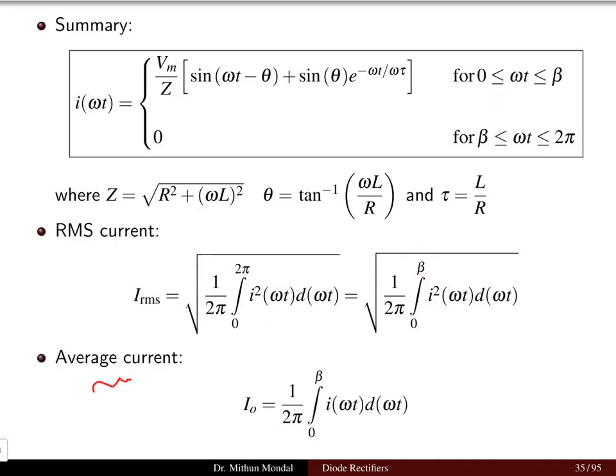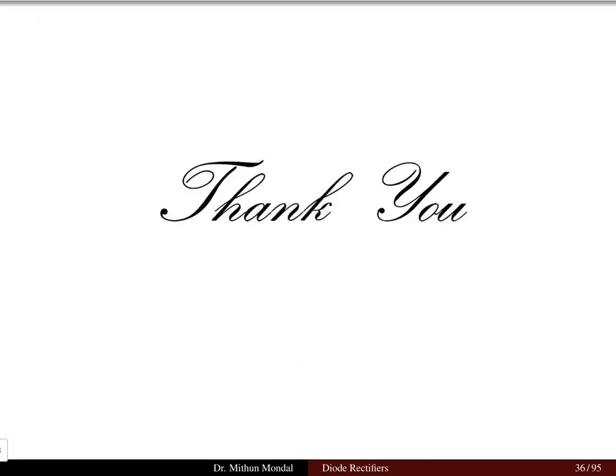If we want to find the average current, that will be the integral from 0 to beta of i(omega t), whatever we have here in this expression, that we can compute between 0 to beta, multiplied by 1 by 2 pi.